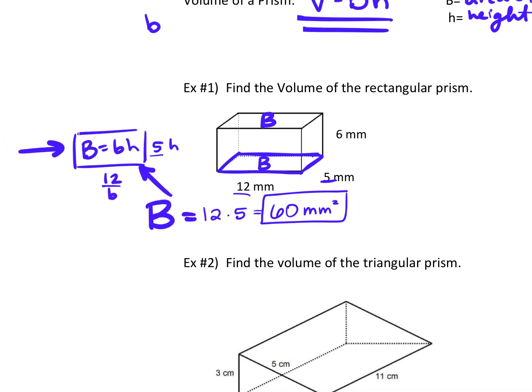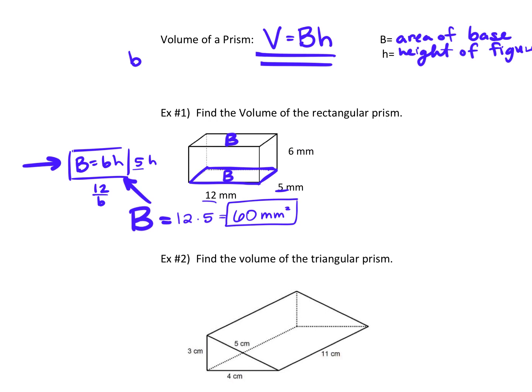So B is going to be 60 square millimeters. Okay, that's the area of the base. You good? Stop saying basic words. What is the height?